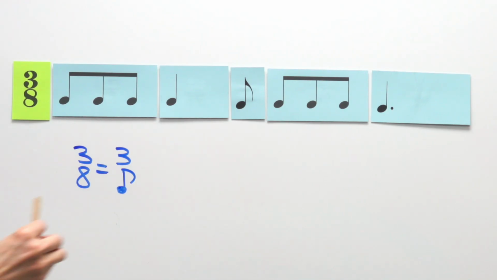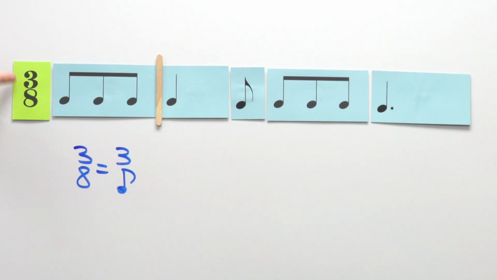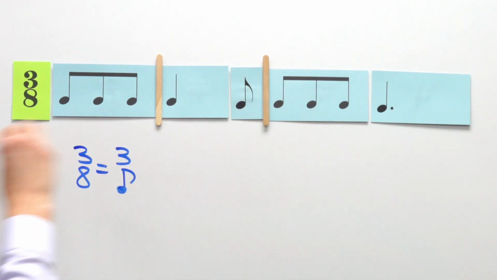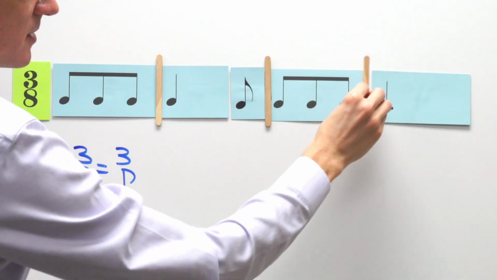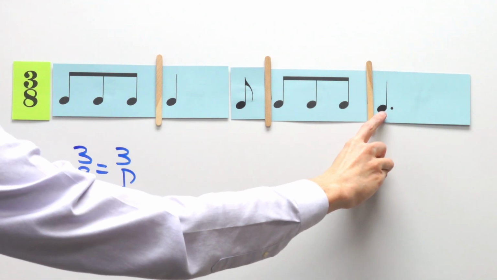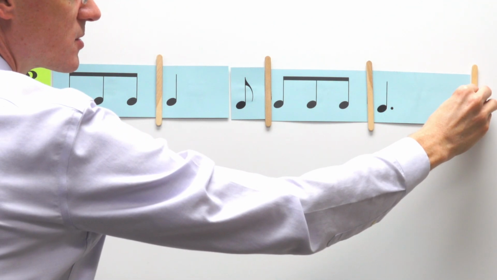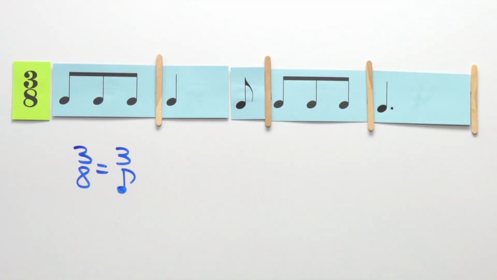It should be here after these 3 eighth notes. Now we only have 3 eighth notes per measure, so we need a bar line there. Point to the next one. It should be here. And then point to the next one. Should be right here. And then point to the last bar line. This dotted quarter note, remember, with an 8 on the bottom, gets 3 beats. So we'll put a bar line right there.